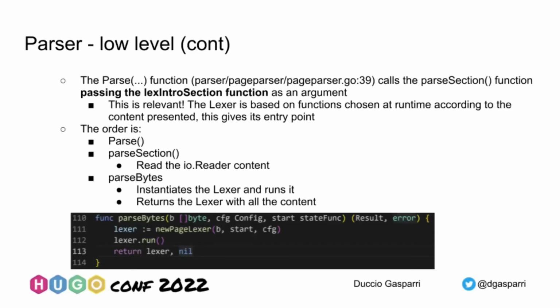The Lexer is based on functions chosen at runtime, and they are chosen according to the content of the file. When I was reading the source code, it was really hard for me to understand what the Lexer was doing and when it started, because the run function is just 4 lines and it just iterates through these states. But here it gives the entry point for all the subsequent states. So this is a rather important starting point for the Lexer.